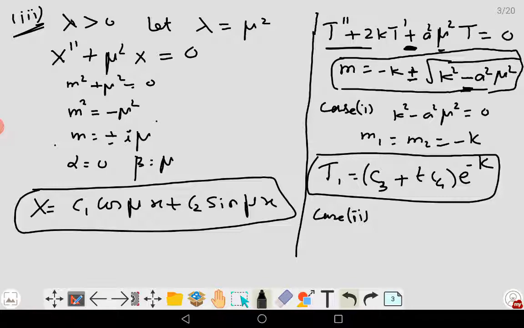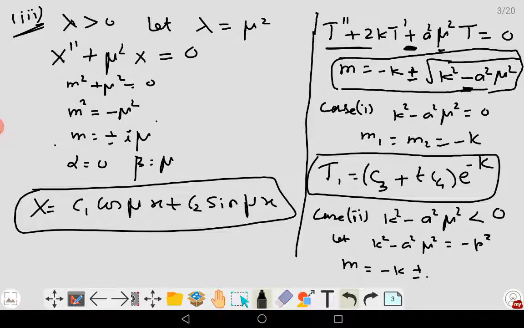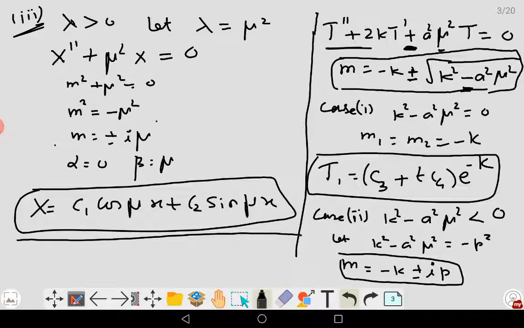Case 2: the term under the square root is negative, that is k square minus a square mu square is less than 0. Then we can take it as a constant p. Let k square minus a square mu square be minus p square. Therefore m will be minus k plus or minus i p. So for this kind of m, this is a complex pair, isn't it?